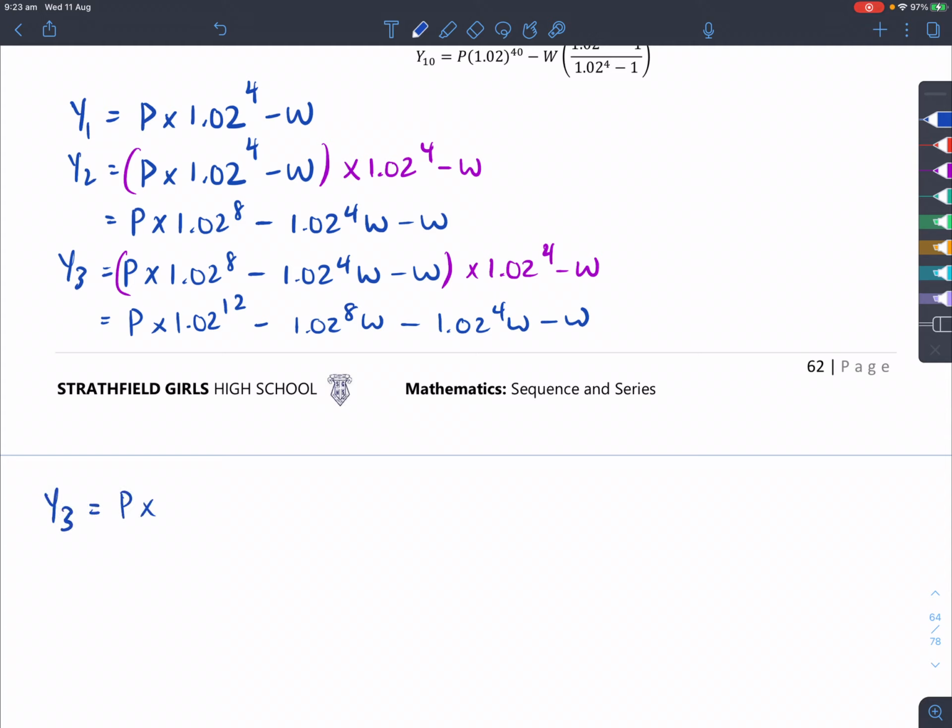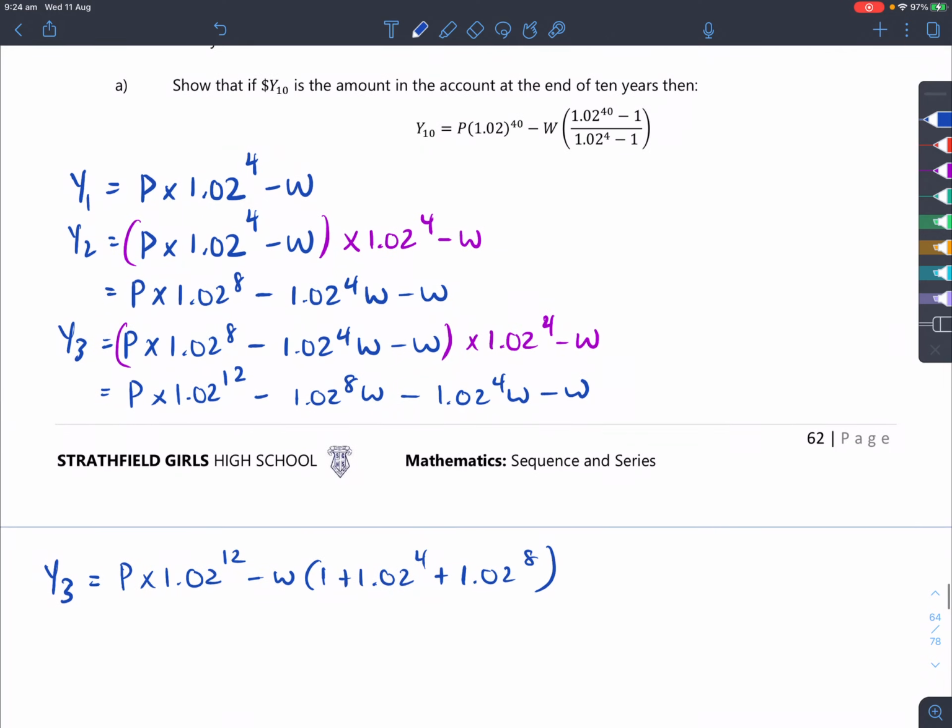So the first term of P times 1.02 to the power of 12, I can leave there. But I can factorize negative W from the end and factorize this way. So I will get 1 plus 1.02 to the power of 4 plus 1.02 to the power of 8, like that. And remember, my goal is to find out what Y10 is. So it's the amount in the account after 10 years.